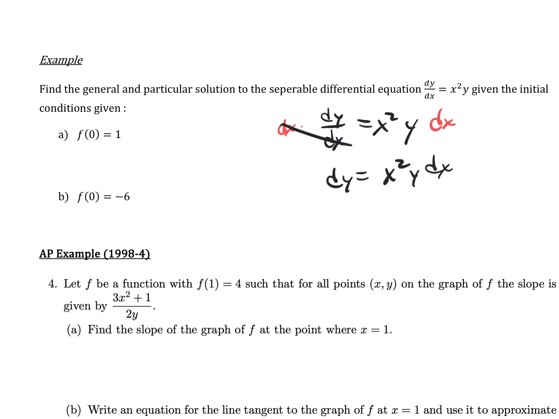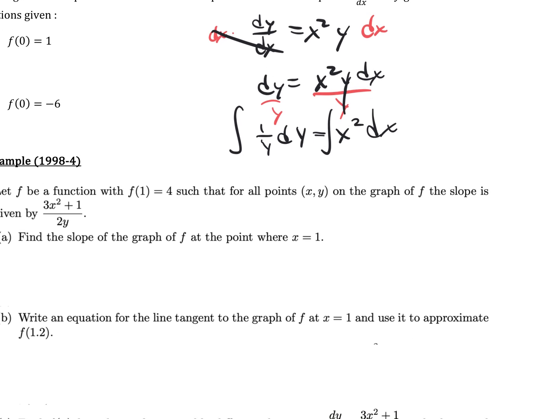And if we divide both sides by y, then we have dy over y, or you might find it useful to write this as 1 over y dy. It's the same thing, equals x squared dx. And now we can integrate. What's the integral of 1 over y? The integral of 1 over y is the natural log of the absolute value of y. The integral of x squared is x cubed over 3, and we need a plus c.